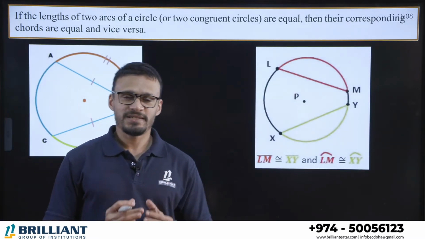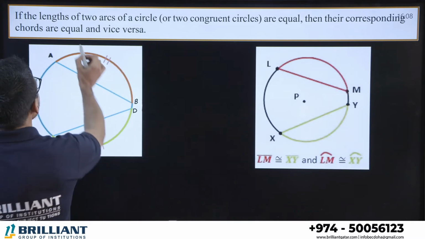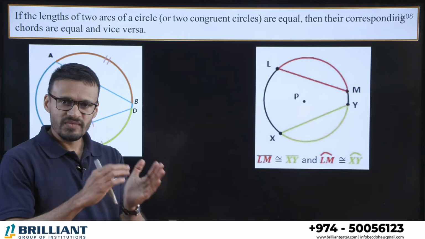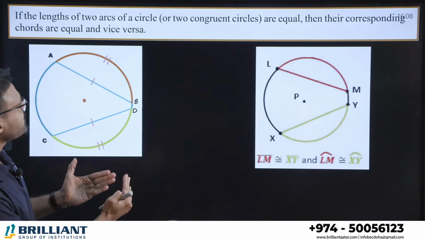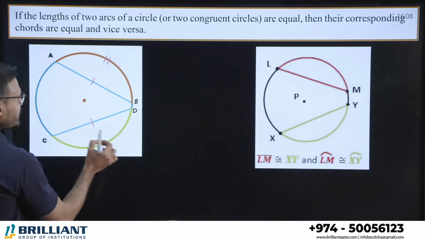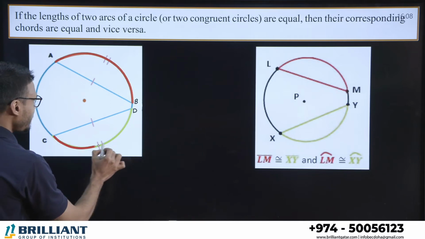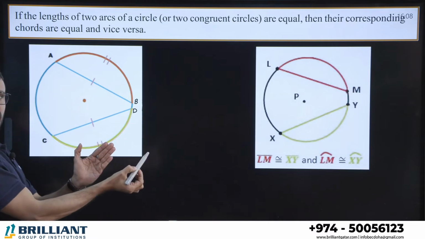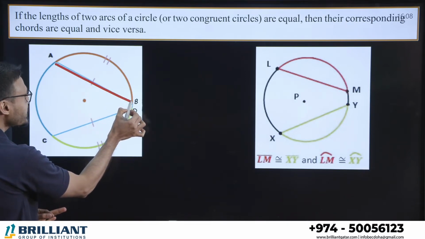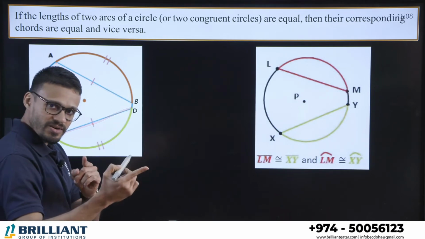Now, let us come to the first fact related with our circle in the chapter circles. What is that? If the lengths of two arcs of a circle are equal, then their corresponding chords are equal, and vice versa. Here you can see a circle, and in the circle this is an arc. AB is an arc, CD is another arc. If the length of AB is exactly the same as the length of CD, then the length of the line segment AB, that means the chord AB, and the length of the line segment CD, that means the chord CD, will be equal.